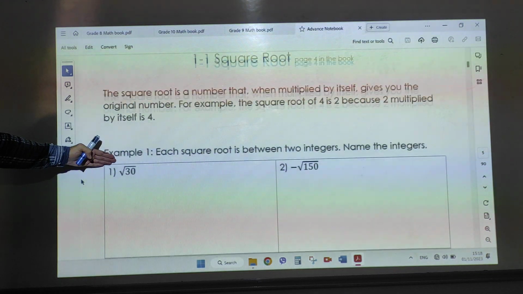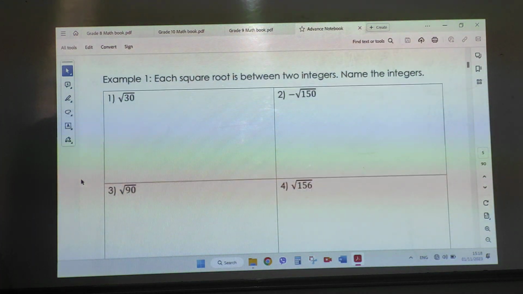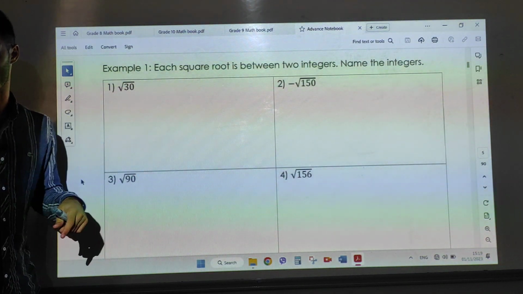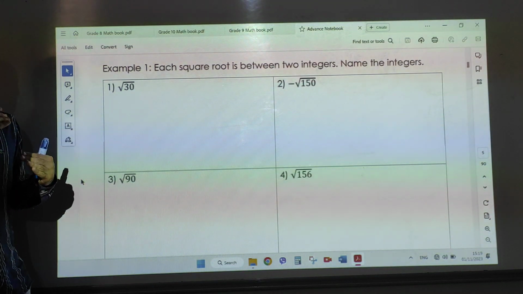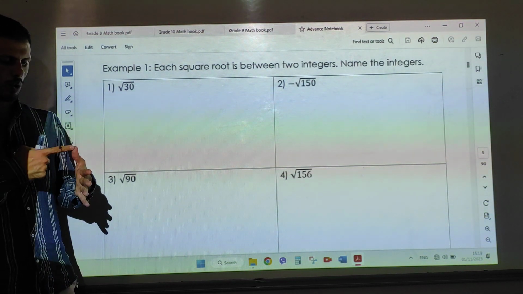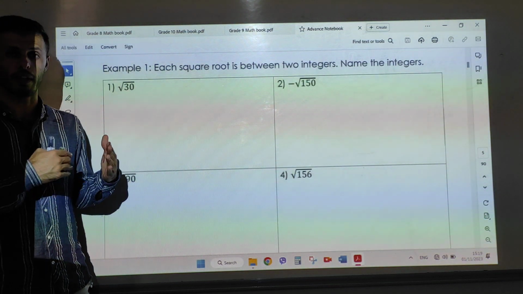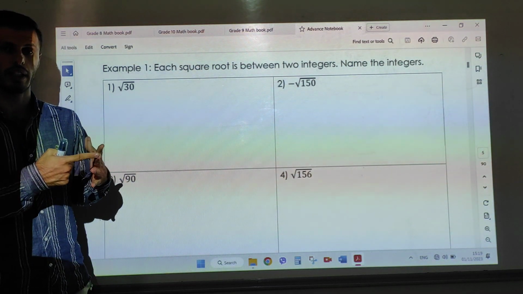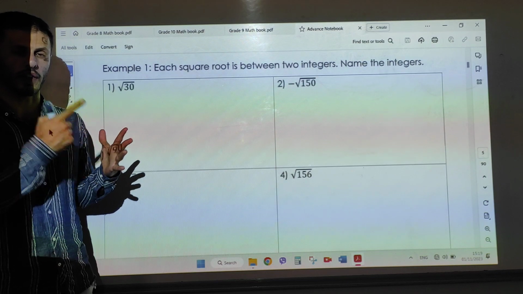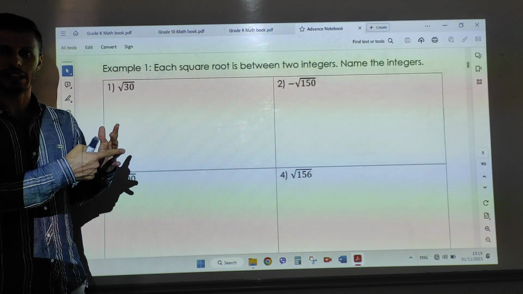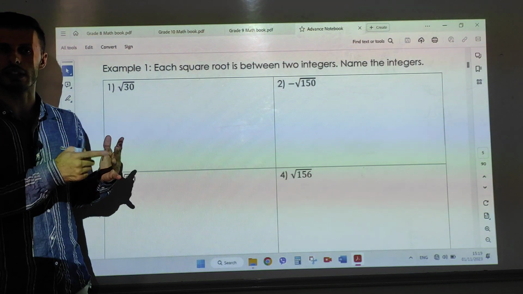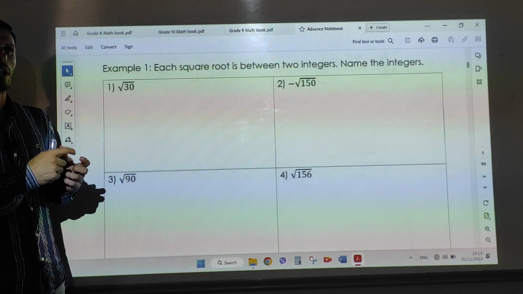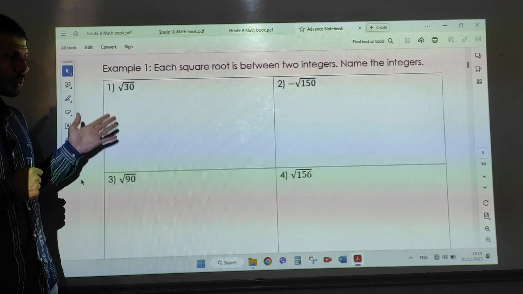In this lesson, the first kind of question is: each square root is between two integers. Name these integers. It means at first we must know the perfect squares. What are perfect squares? 1 times 1, 2 times 2, 3 times 3, 4 times 4, and it goes on. The results are 1, 4, 9, 16, then 25, 36, 49, 64, 81, 100, 121. It goes on. You must know these perfect squares very, very well to be able to solve these kinds of questions.